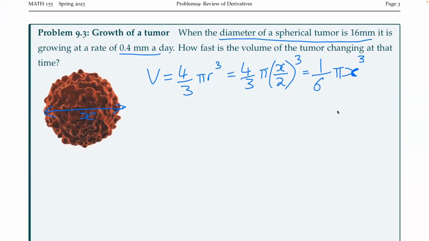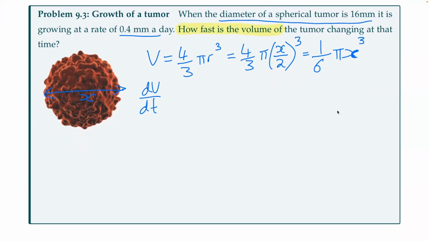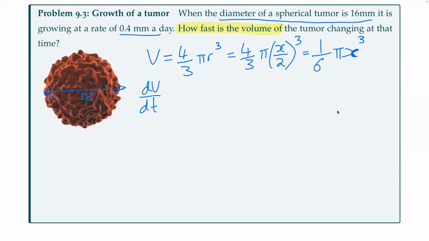Now, what do we actually want to work out? We want to work out how fast the volume is changing at a particular time. So the rate of change of the volume is just going to be dV/dt. How fast the volume is changing. So what do we know? Well, V up here is in terms of x. It's not in terms of t. But we're given the rate at which the diameter is changing at a particular time.